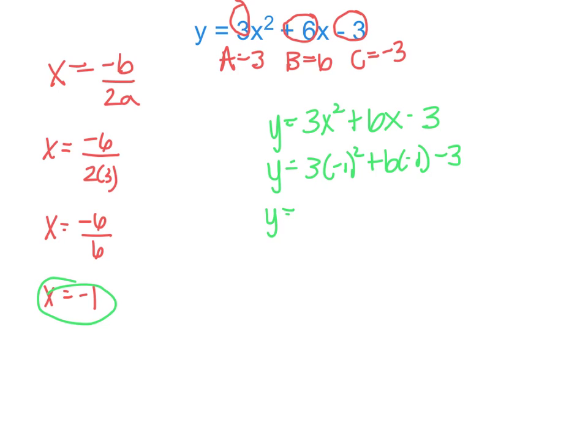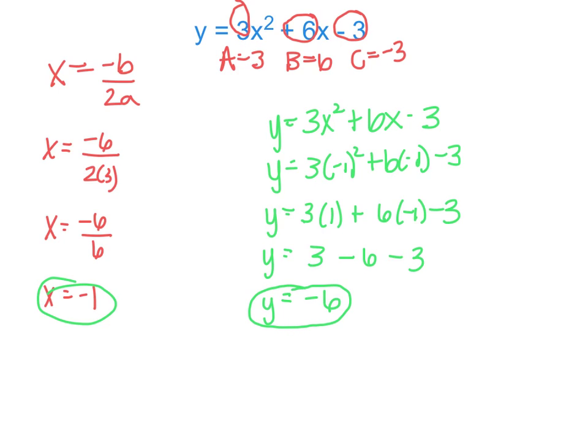So remember that exponents come before multiplying, so the 3 stays for now. Negative 1 squared is positive 1. And then let's multiply. 3 times 1 is positive 3. Positive 6 times a negative 1 is a negative 6. And then we bring down the negative 3. 3 minus 6 is negative 3. Minus another 3 would be negative 6. So the y-coordinate of the vertex is negative 6.